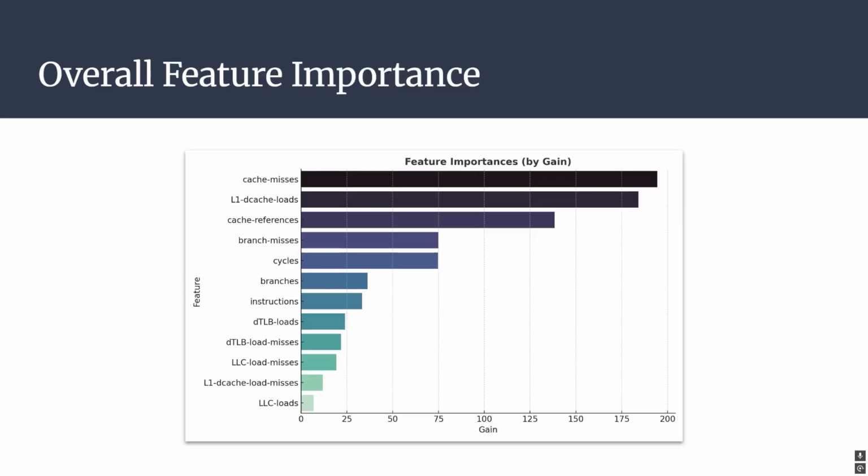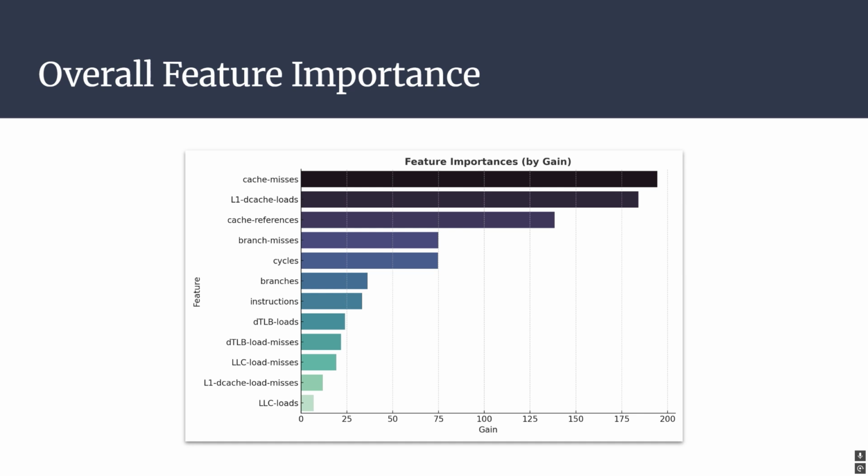This chart ranks the features by their average gain. Gain is a measure of how much each feature contributed to improving splits in the XGBoost trees. The top contributors we can see are cache misses and L1 Dcache loads. These are both key indicators of cache pressure and activity. Cache references and branch misses also rank high, reflecting execution volatility introduced by side channel attacks.